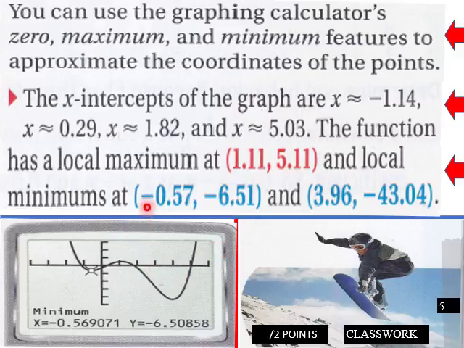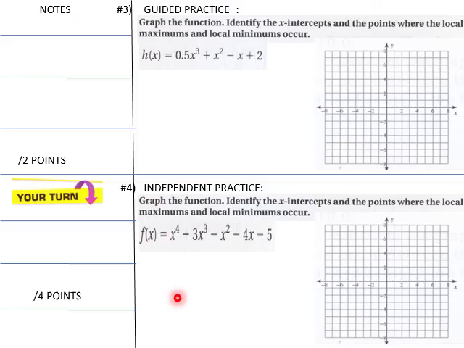But anyway, we have a min at negative 0.57, which would be here. Negative 6.51, I'm guessing is, see, negative 0.57 and negative 6.5. I'm not sure how this graph is reading here. Oh, see, negative 0.57 here, and then this is negative 6.5 here. So this has a y value here of negative 6.5. And then over here, see 3.96. And then negative 43 is like, whoa, this is quite a window here for a graphing calculator. Negative 43.04 down here. So that's quite a wild viewing window there for a graphing calculator.